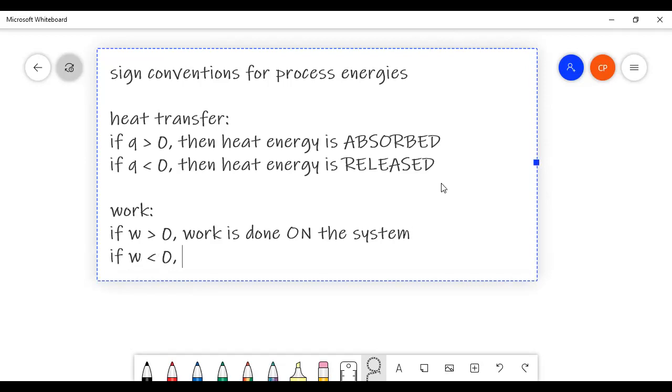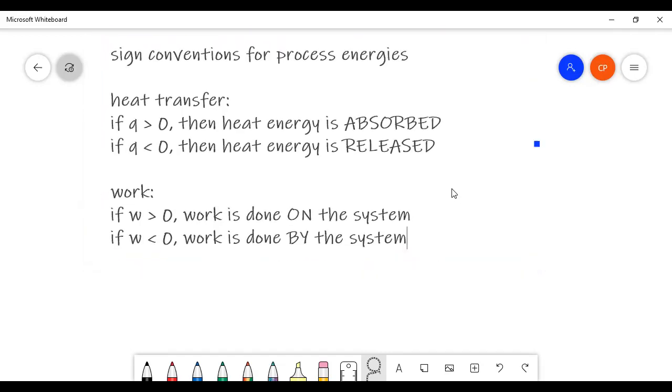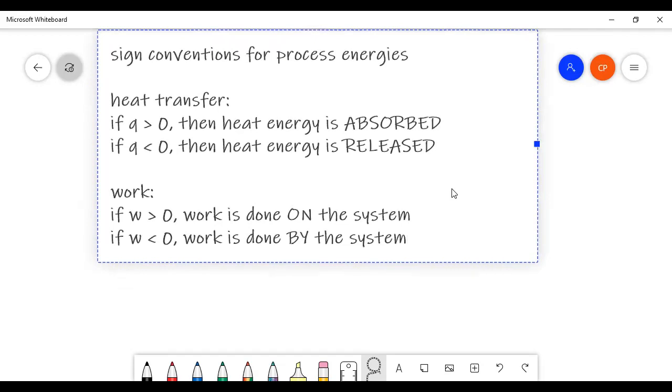If work is less than 0, work is done by the system. That corresponds to our container or our piston increasing in volume and pushing out against some external pressure. Okay, these are common statements. These are common ways of expressing what is actually happening when heat transfer is imposed on a system, when work is imposed on a system.